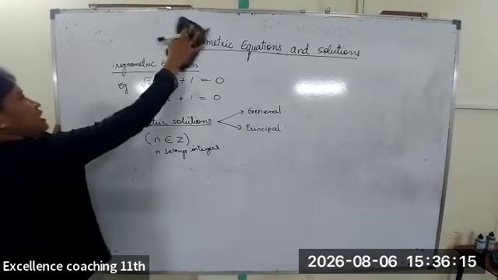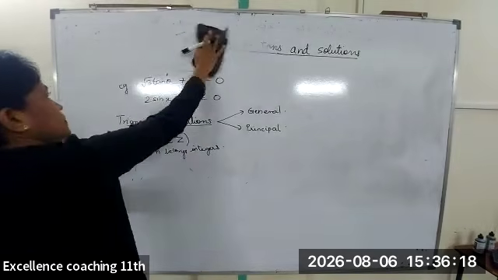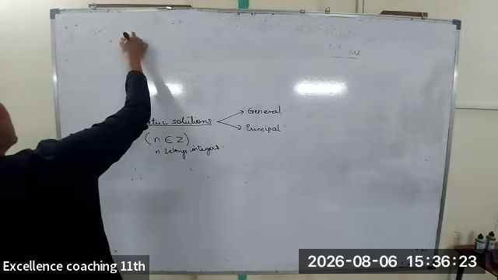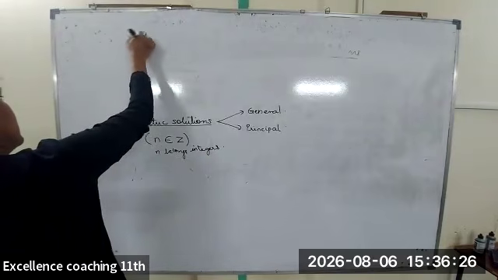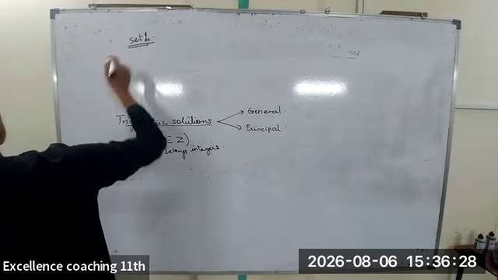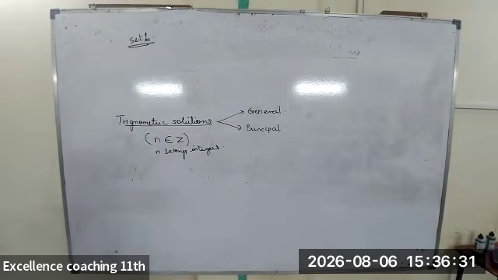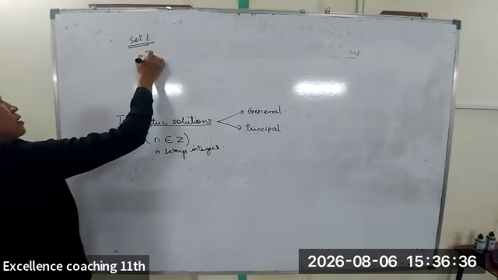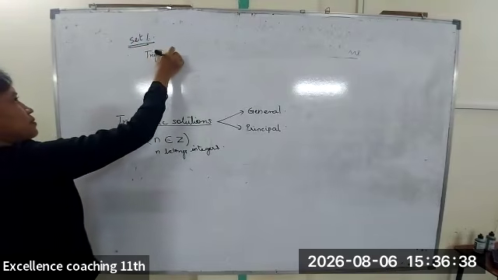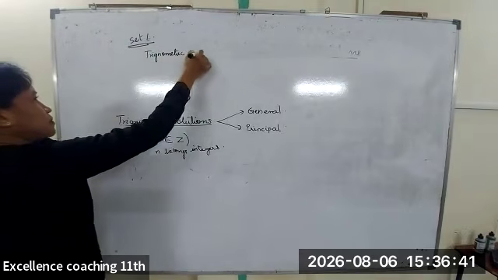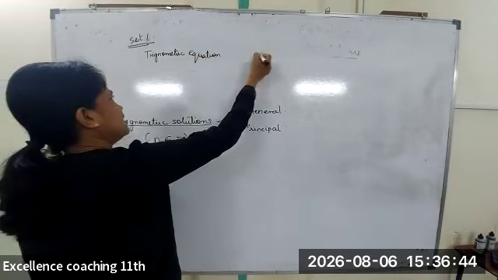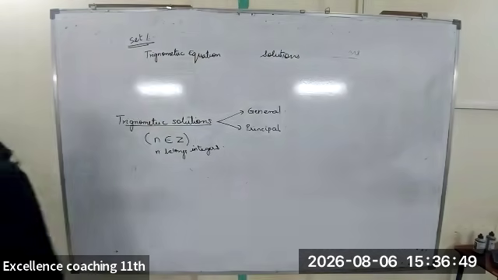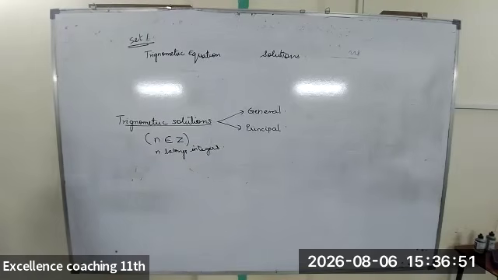Now comes the main part, the table you have to know. Write this table. If what kind of equation comes, what is the solution which you have to write? On one side you write the trigonometric equation, on the other side the solution. Very simple. This is not like those complicated problems you have done under trigonometry. This is the easiest part of it.